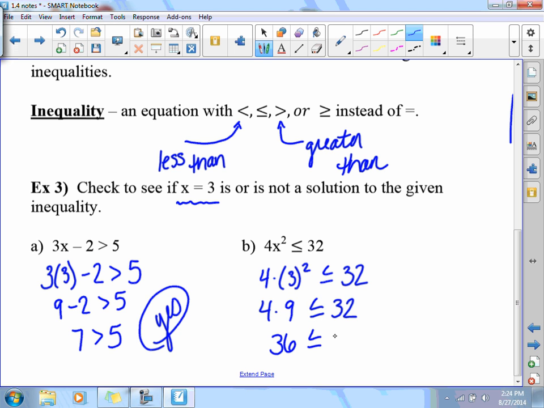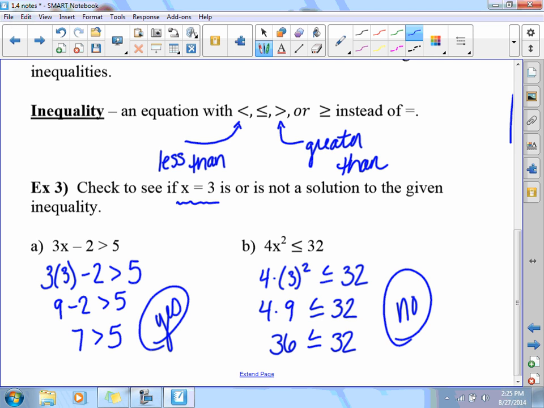And when you're dealing with the less than or equal to, or even the greater than or equal to, you really have to consider both options. Is 36 less than 32? No, it's not. Is 36 equal to 32? No, it's not. So for both of those cases, you get a no, so that means X equals 3 is not a solution for that inequality.